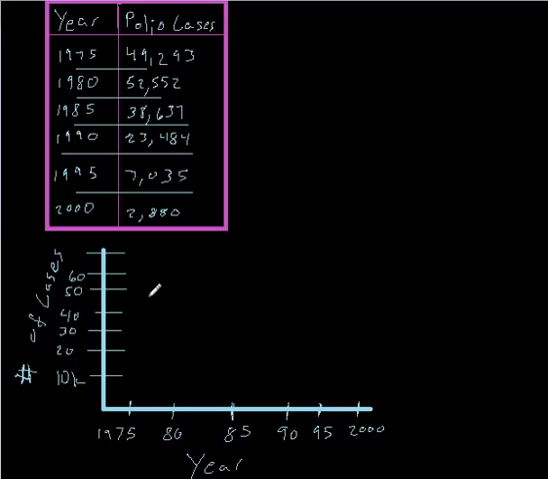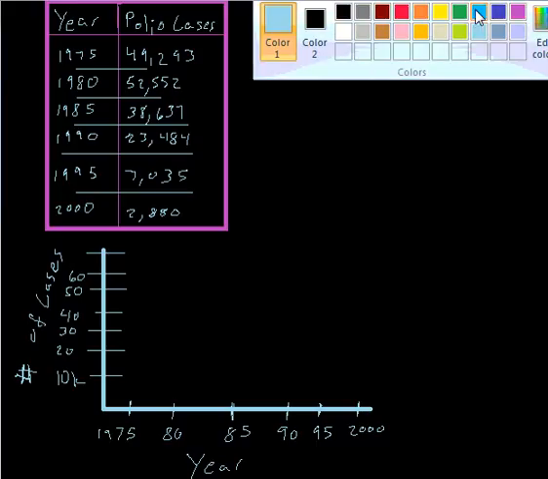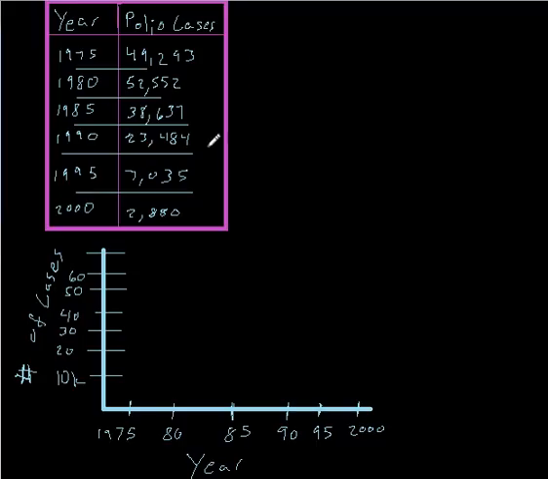And going back to the chart here, it's 1975. It looks like there were 49,000 cases of polio. I'm going to change my color here and actually change my brush too. So it looks like we were at almost 50,000. So 1975, almost 50,000, right below 50,000. These were the polio cases. And at 1980, we're at 52,000. So just above 50,000. Right about here.